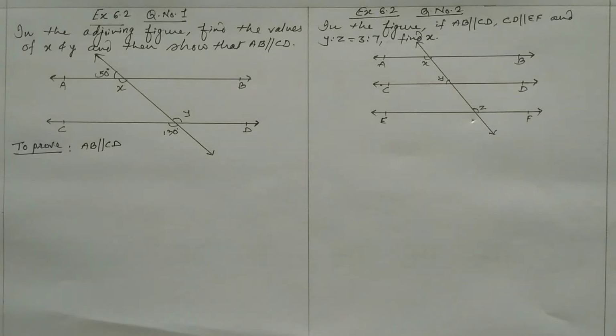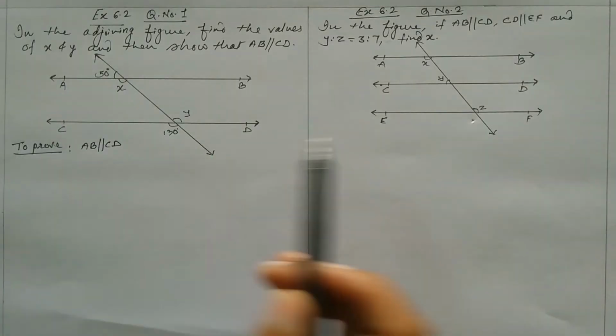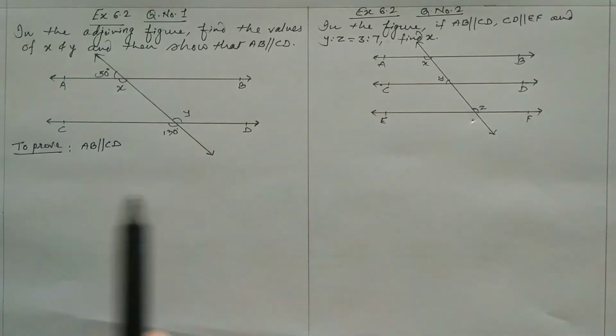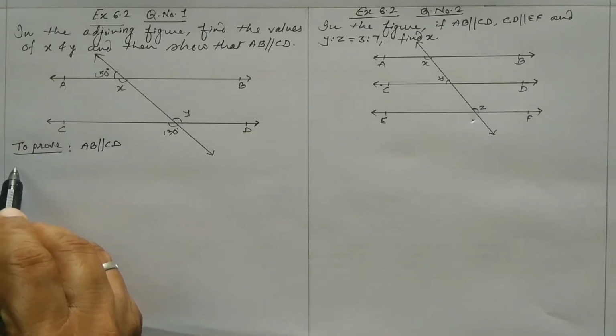Let us see question number 1 of exercise 6.2. The diagram is given to us. We have to find the values of x and y, and then we have to prove that AB is parallel to CD. Let us proceed. See the method here.